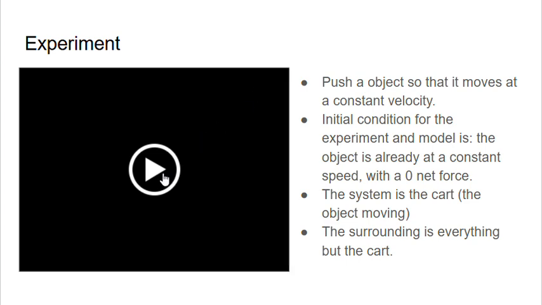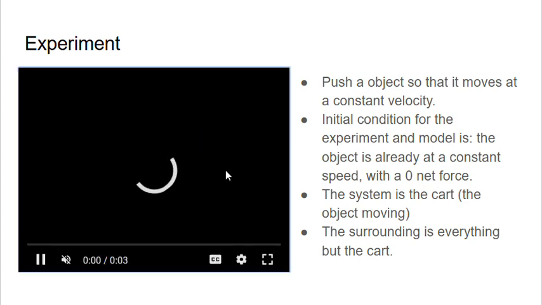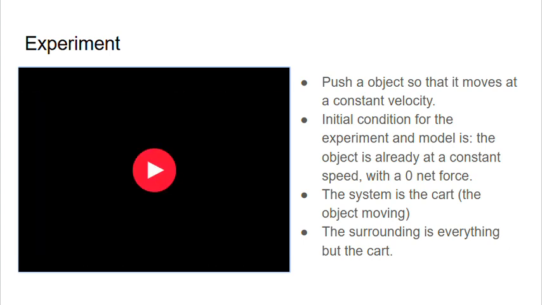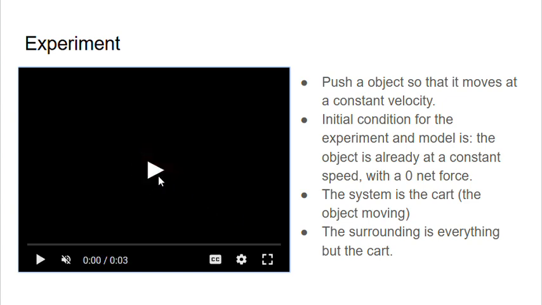Here's a video of the experiment. For this experiment, we pushed an object so it moved at a constant velocity. The initial condition for the experiment in the model was when the model was already at a constant speed, so the net force was 0. The system in this experiment is the cart, the object moving, and the surroundings are everything except for the cart.